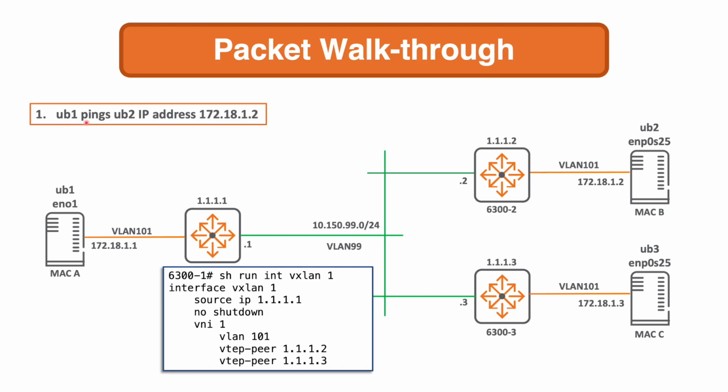First of all, UB1 pings UB2. So it knows its IP address, 172.18.1.2. Of course, to send the ping, you need the IP address. And remember, the customer side nodes, they know nothing about VXLAN.